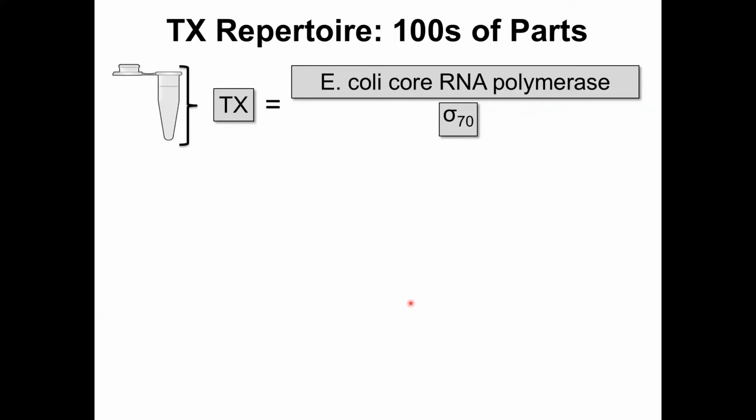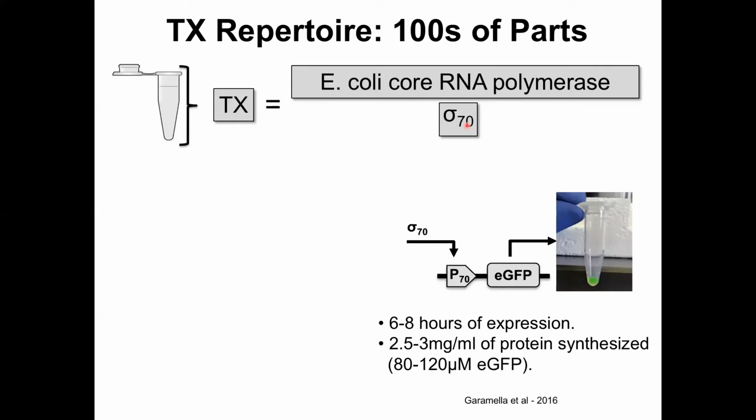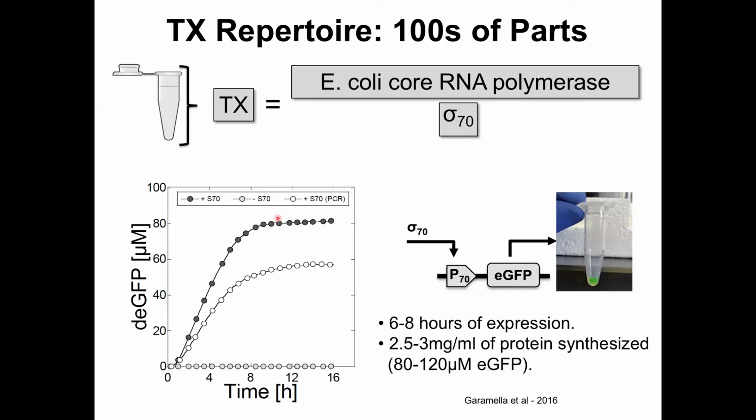So here it is, I insist on this. We start with promoters, regulatory elements specific to this transcription machinery, the E. coli core RNA polymerase and sigma factor 70. You see GFP after a few hours. We are even more powerful now. We express up to 4 mg per ml in batch mode. So we have reached 150, 160 micromolar of GFP in batch mode without feeding the system. The kinetics look like this. The dark is plasmid, the open circles here are PCR. This is EGFP in micromolar over time.